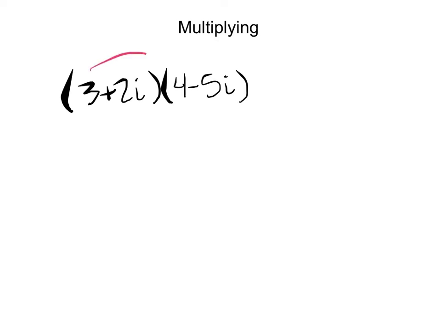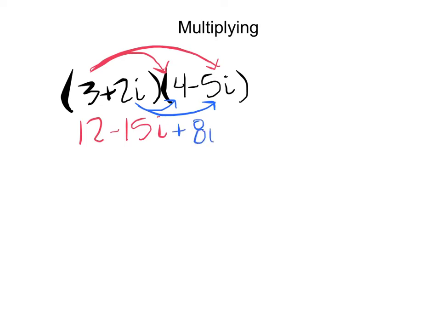So when we do our distribution, we're going to start with the 3. We're going to multiply everything by 3. We're going to end up with 12 minus 15i. Then we'll continue our distribution and we'll multiply everything by 2i. So we're going to end up with 8i and negative 10i squared, because i times i would get us i squared. Well, when we continue this a little bit, we're going to end up with 12, and then these i's can go together, and negative 7i. And now we're left with minus 10i squared.